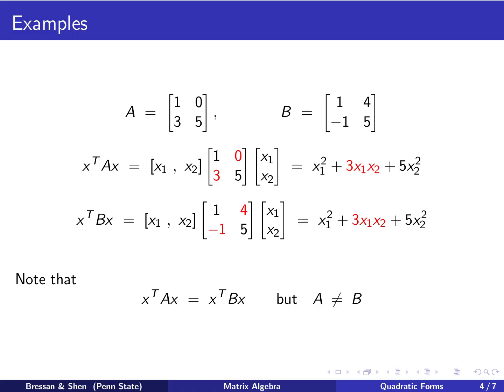So here we make an important observation. We see that the quadratic forms ended up the same. So x transpose A x equals x transpose B x. We have the same quadratic form, and yet the matrices A and B are not the same. So for each quadratic form, if you want to write it in the matrix form, there are infinitely many matrices you can put in there that will give you this quadratic form.